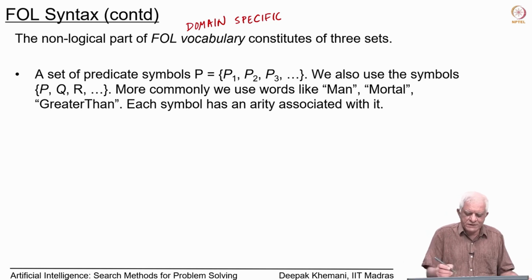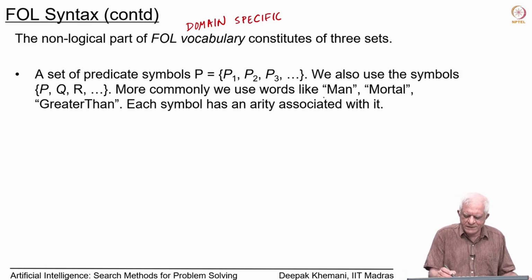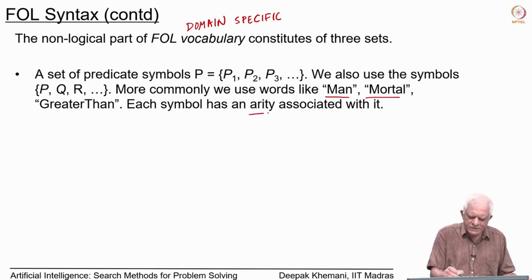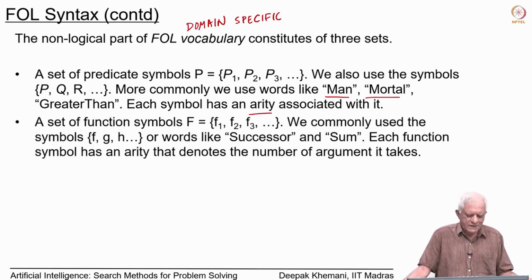Typically, we use the words P1, P2, P3 to stand for those predicates. We can also use P, Q, R, but very often in logic textbooks we use things like men and mortal. So, we said all men are mortal, or greater than, and things like that. We also have an arity associated with it, which tells us how many arguments that predicate or relation has. Then we have a set of function symbols.